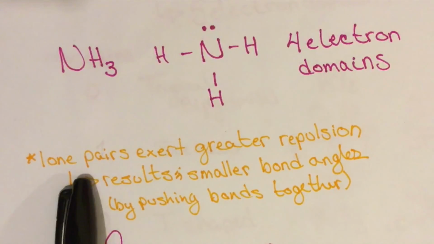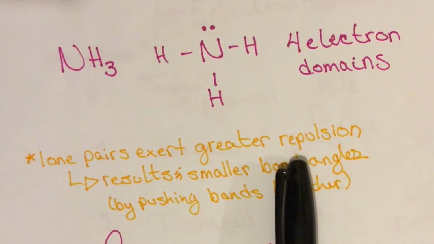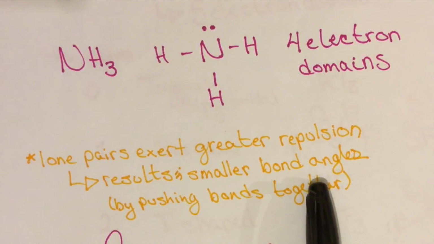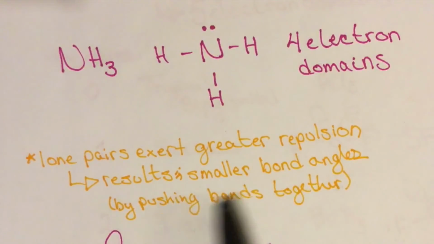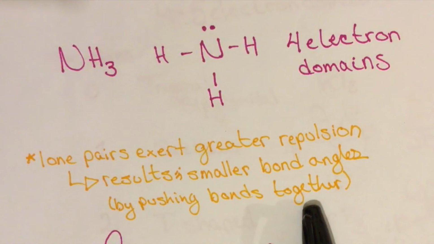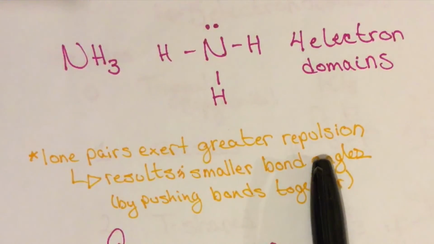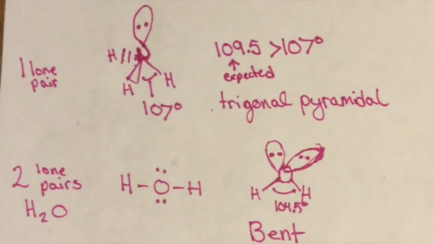So if we consider lone pairs, we're actually going to take a look at how they exert a greater repulsion on the shape. This results in a smaller bond angle because the greater repulsion is actually pushing the bonds together. It's because unlike the bonded electrons that have nuclei to balance them out, non-bonded electrons or lone pairs don't have anything to balance them out and therefore can exert more repulsion. Let's take a look at how that affects the molecular geometry.